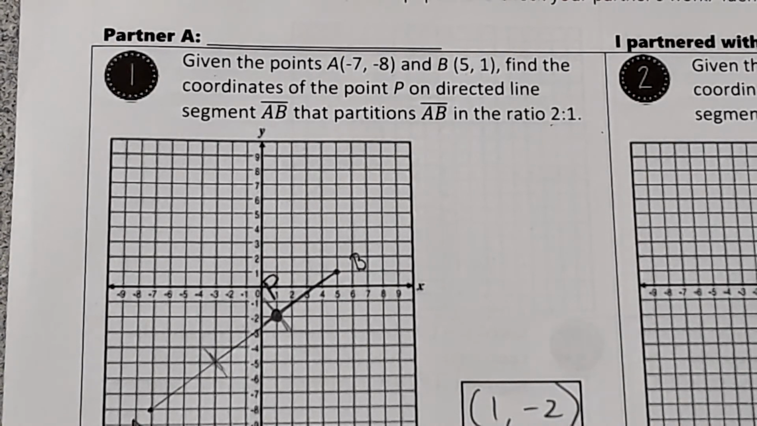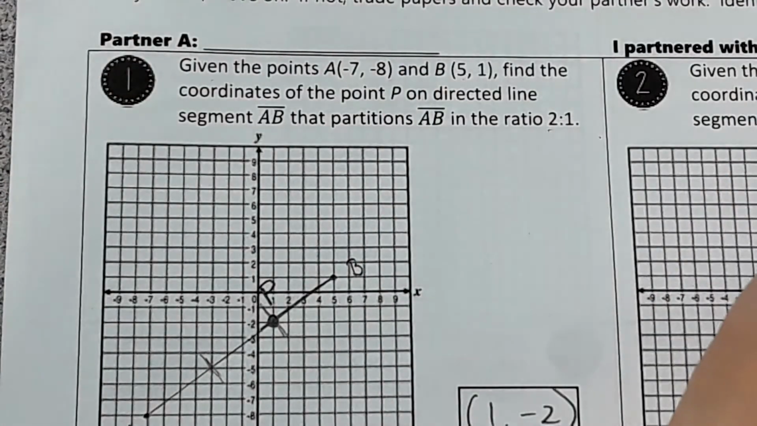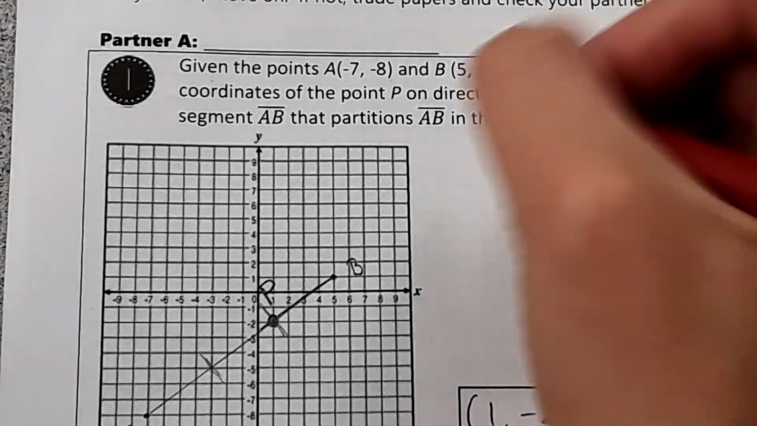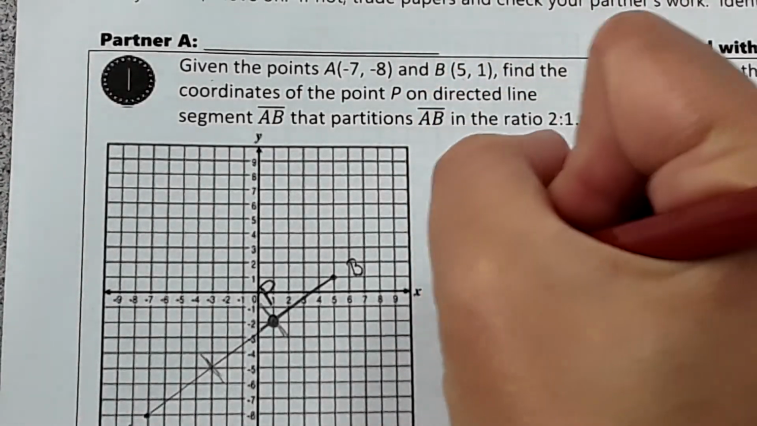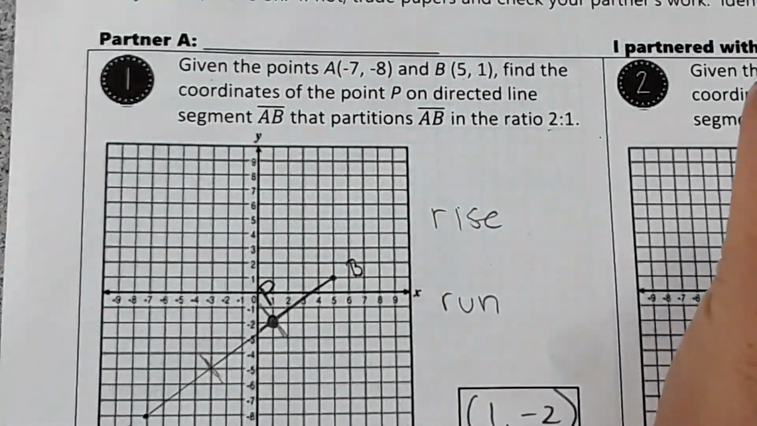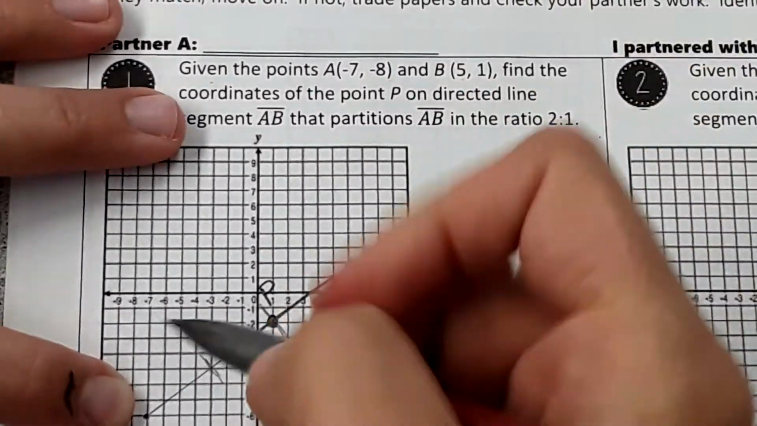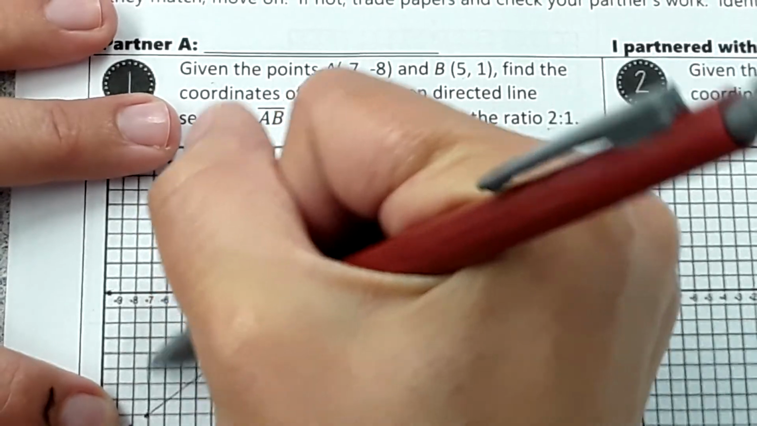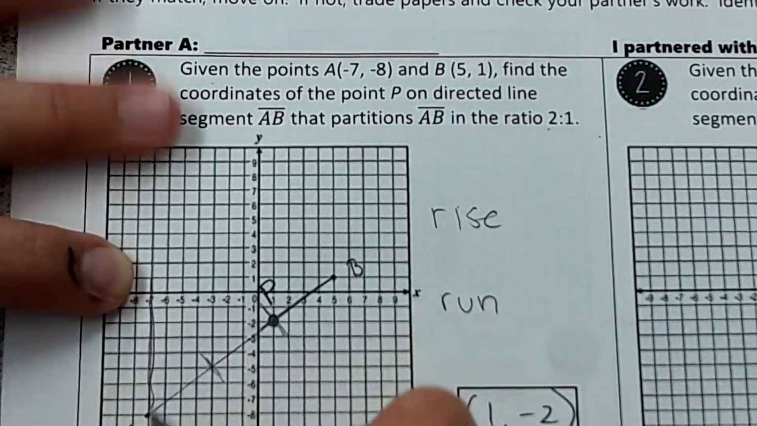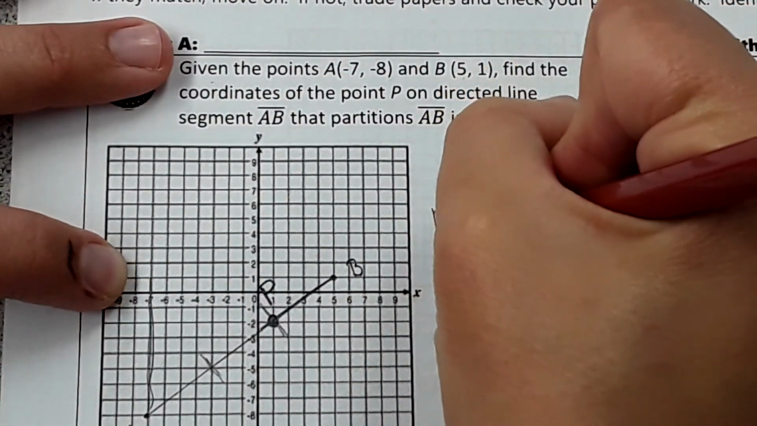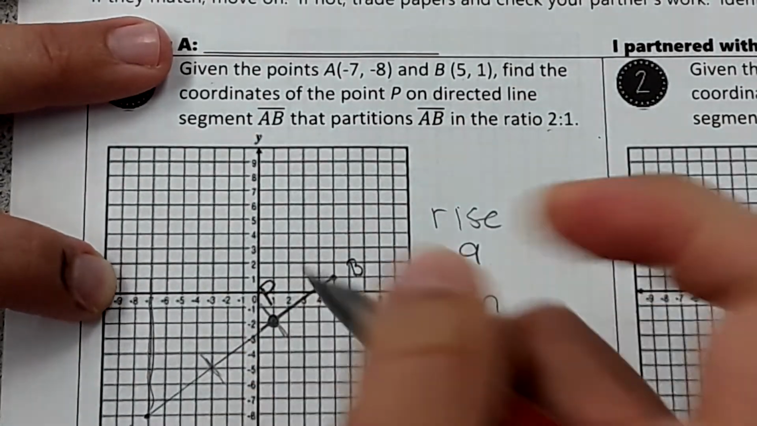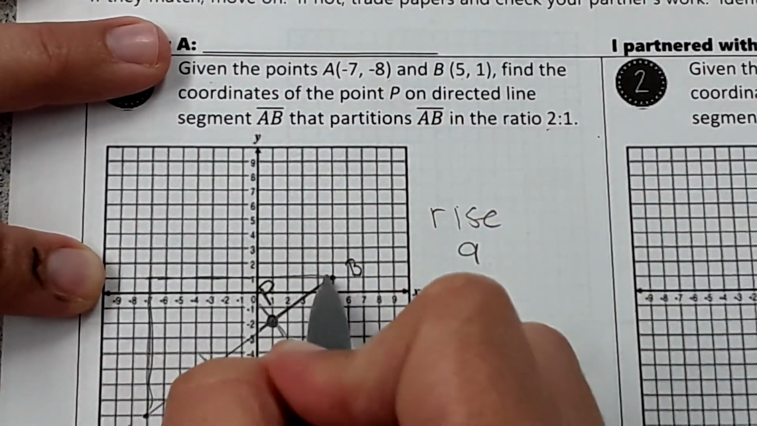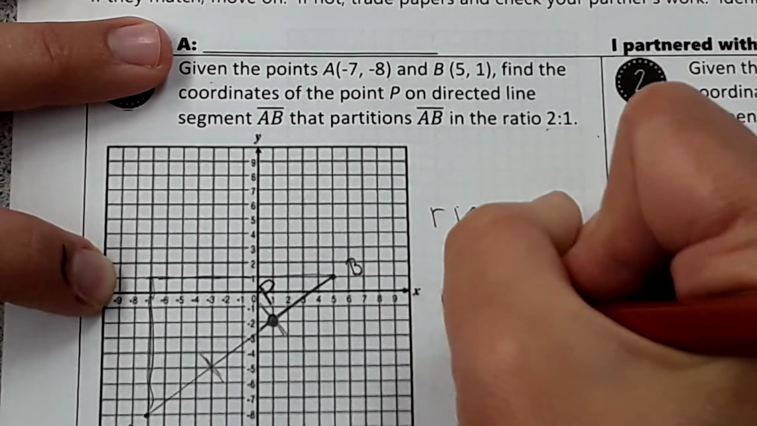The math way. There's also a math way, so if you couldn't quite tell where it is, here's the math way. We would look at the slope, rise and run. We're going to split it up. From A to B, the rise is from -8 to 1, so that would be 9. It's going up 9. And then the run from -7 to 5 is going over 12.